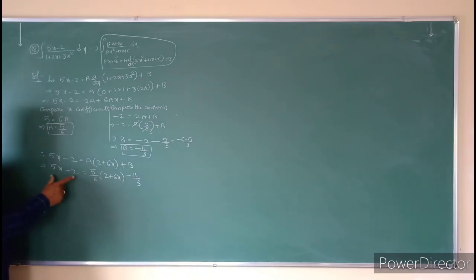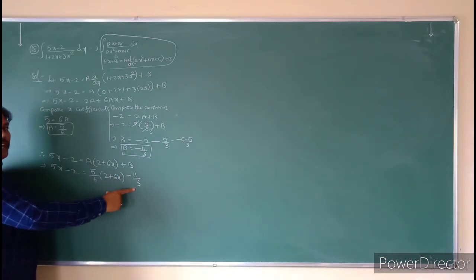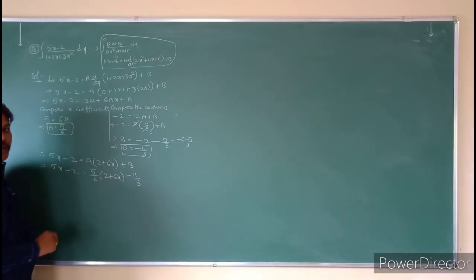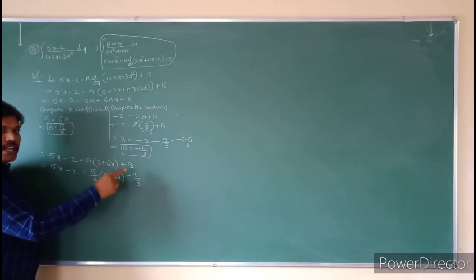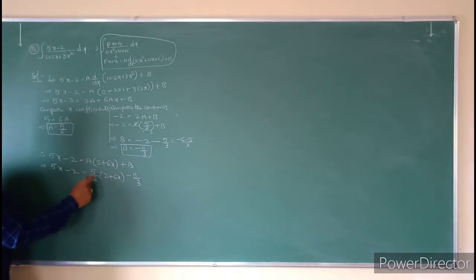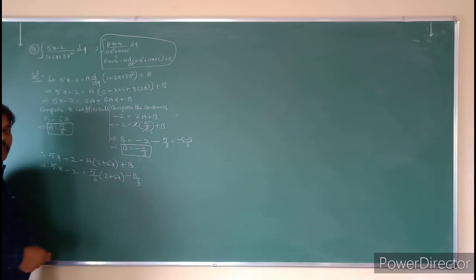5x minus 2 you can write in this form. Then automatically it is easy to integrate the function. That's why we are doing this. If you can convert into this form, then you can integrate the function easily. So that's why we are taking this form: 5x minus 2 is 5 by 6 into 2 plus 6x minus 11 by 3.